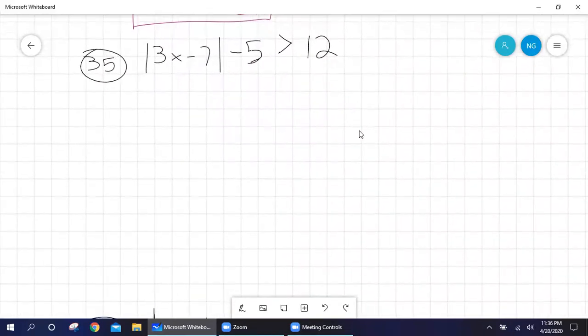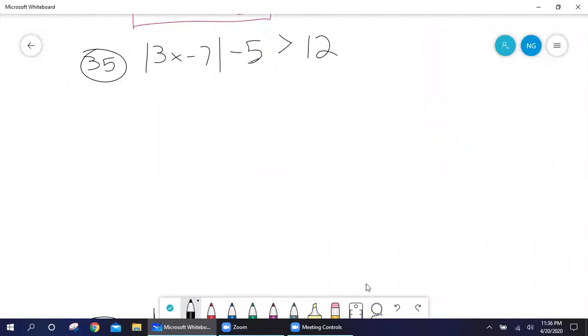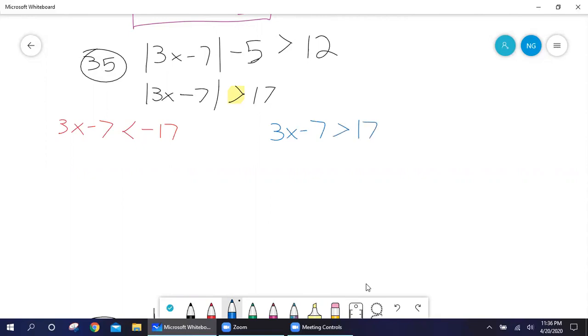On number 35, I get into absolute value inequalities. The first thing to do is to get the absolute value by itself. So if I add 5, the absolute value of 3x minus 7 is greater than 17. Now, with the absolute value inequalities, depending on which way the inequality is facing tells me what to do. With the greater than sign, I'm going to separate this into two separate inequality problems. 3x minus 7 is less than negative 17, or 3x minus 7 is greater than 17.